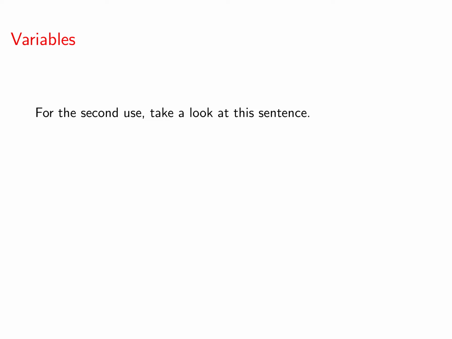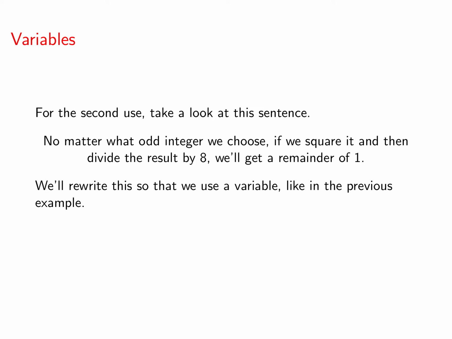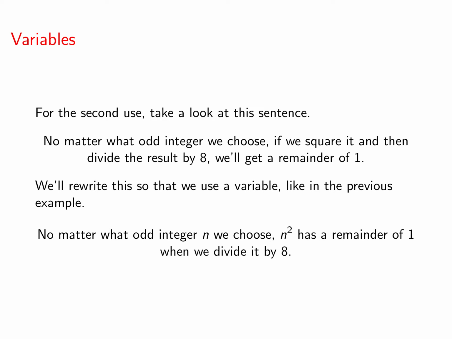Now for the second use, let's take a look at this sentence. No matter what odd integer we choose, if we square it and then divide the result by 8, we'll get a remainder of 1. Now let's rewrite this so that we'll use a variable, just like in the previous example. No matter what odd integer n we choose, n squared has a remainder of 1 when we divide it by 8.